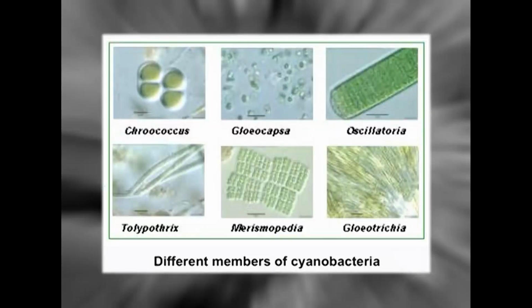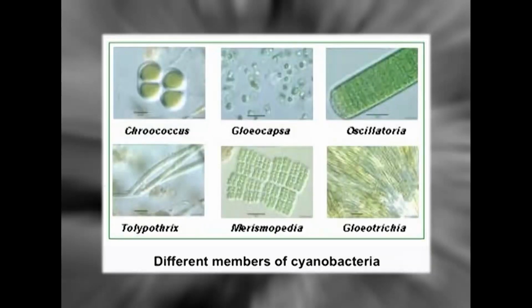Now coming to the next group, which is cyanobacteria. Cyanobacteria can be unicellular, can be filamentous, but broadly as nitrogen fixers they are important, as say Oscillatoria, Tolypothrix, Gloeotrichia, or they can be Anabaena, Nostoc. These are different groups of nitrogen fixing cyanobacteria.